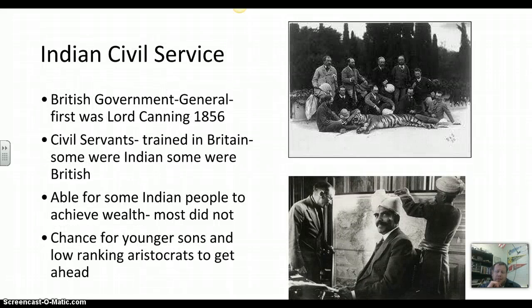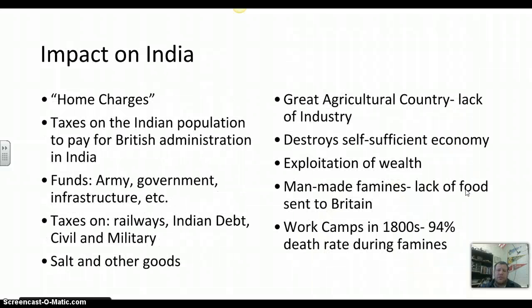And as I said, people that worked there achieved a lot of wealth if you were in the civil service. Some Indian people who went back to Britain, got educated, could make a lot of money, but a lot of them did not. Most of them were poor farmers, poor people working for different companies in Britain. But it really was a good chance for younger sons and lower ranking people to get a good job in India. And you can see they can do things like hunt tigers. We'll analyze some pictures of this in class too.